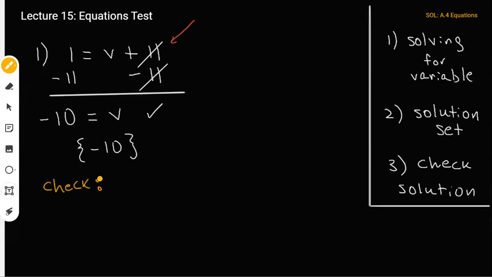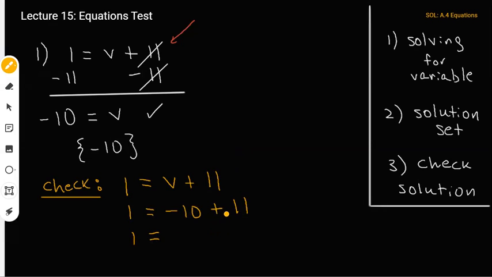When you check it, I want you to start off with your original equation, 1 equals v plus 11. And I'm going to take that original equation and let v be my answer, negative 10. So I'm going to replace v with a negative 10. Everything else is going to stay the same. And then I'm going to work out the right side until I get a true statement at the end.